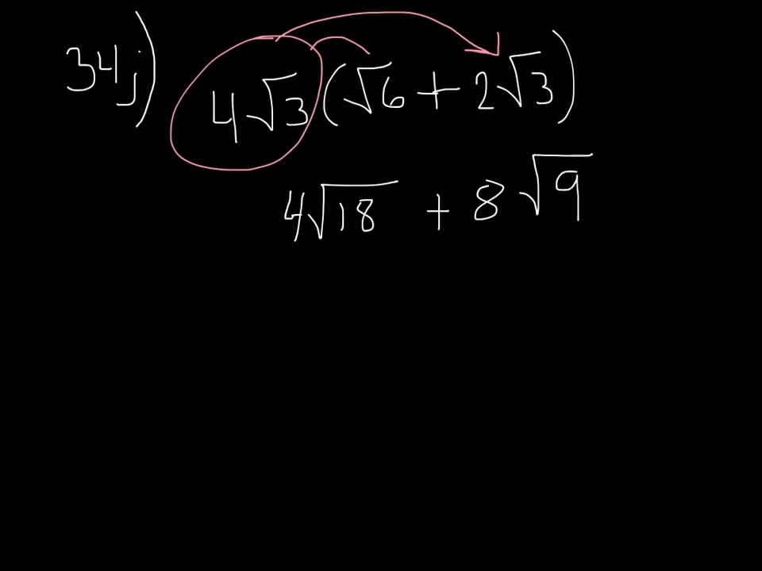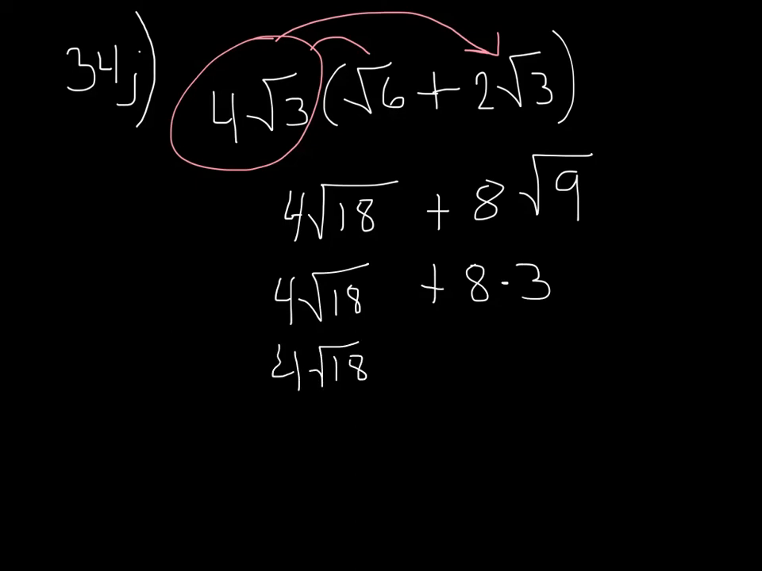Now I just need to look at this. Okay, before I do anything, I notice straight away that this 9 is a perfect square. So that makes life nice and easy. So this is 4 square roots of 18 plus 8 times 3, because the square root of 9 is 3, or 4 square roots of 18 plus 24. But now I need to look real close at the 18.